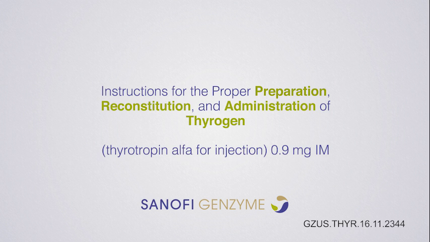Instructions for the proper preparation, reconstitution, and administration of Thyrogen. Thyrotropin alpha for injection, 0.9 milligrams IM.